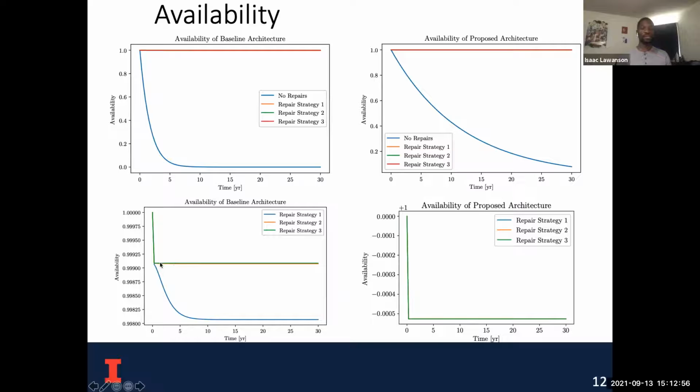And here we see that 0.9981, and here 0.9991, and then for these guys the 0.9995. And this hitch right here is just because of resolution. It's actually a very smooth graph. If we zoomed in, we would see that's actually very smooth. So we can see that repair strategy 2 and 3 have very minimal impact on the system. And for proposed architecture, we see that there's almost no impact at all.